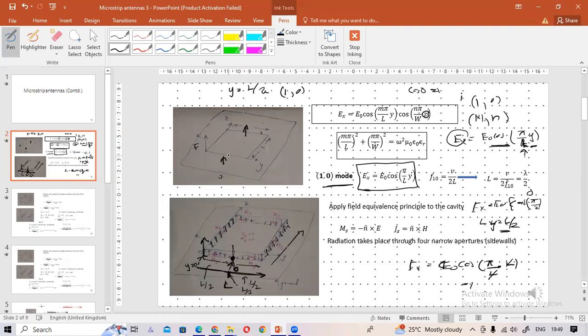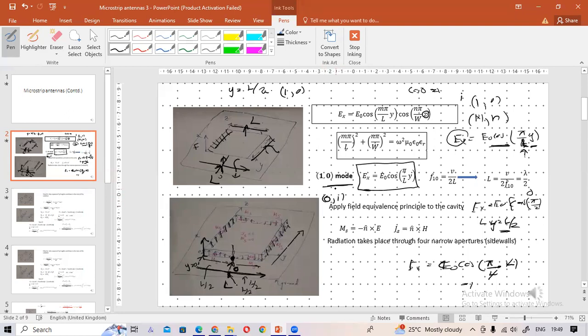Actually, here you are going to feed the signal. So that is 1 and 0. That means in the length mode, this is the length, the length wall transmits, but this is the width, and in this width wall the antenna is not transmitting. So that is the 1-0 mode. When it is the 0-1 mode, what happens?